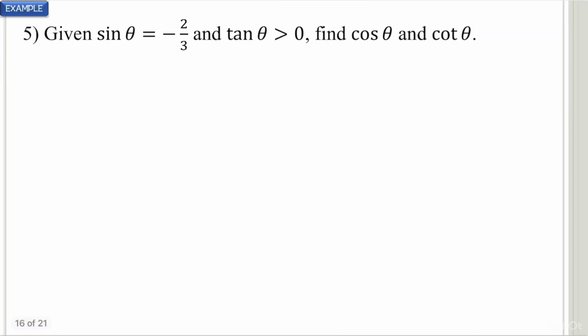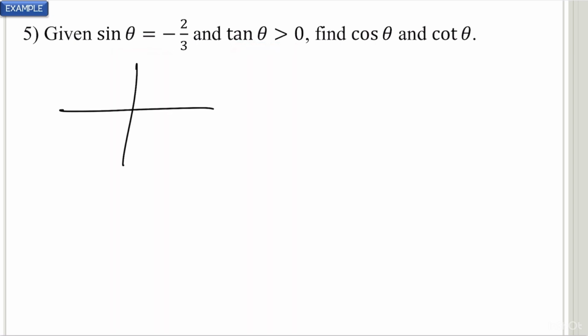Let's take a look at number 5. So here the question is kind of very similar, but it's actually written very differently. It says, given that the sine of an angle is negative 2/3 and the tangent of the angle is positive, we're going to find the cosine of the angle and the cotangent of the angle. So I would first figure out in which quadrant my angle is going to be. Well, if my sine is negative and my tangent is positive, that's going to put me in quadrant 3.